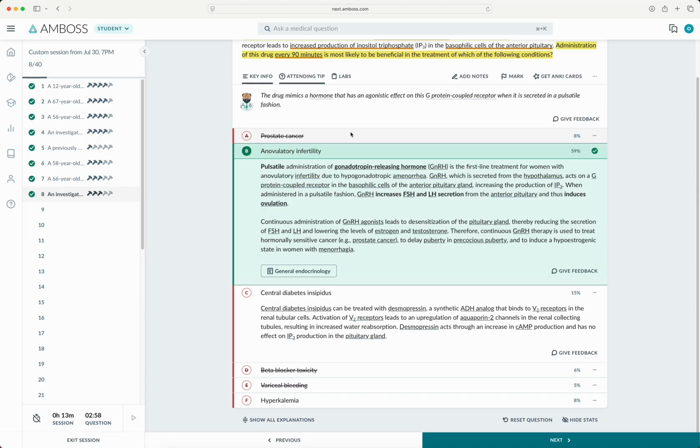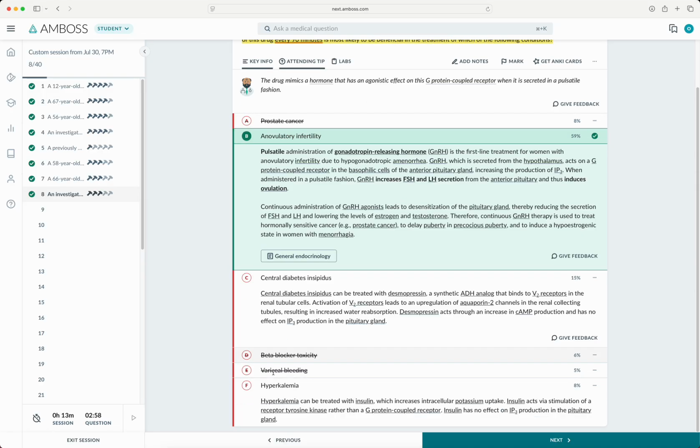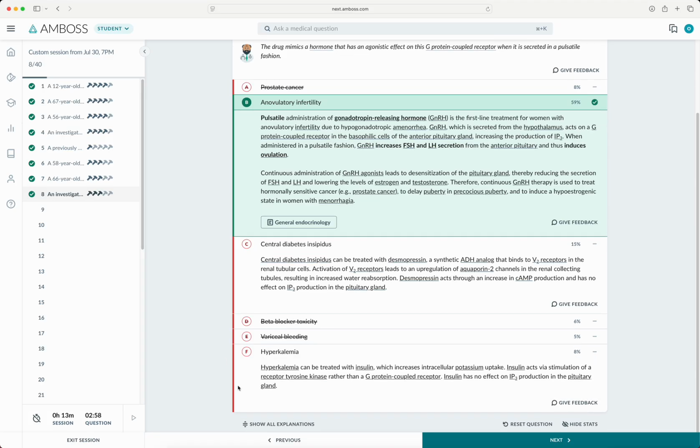You can either go to this one or this one. We can go to both of them. Let's go to this one first, because it's one of our choices. Hyperkalemia can be treated with insulin, which increases intracellular potassium uptake. Boom! So insulin causes potassium to be pulled into the cell. Stop right there. Insulin acts by stimulation of a receptor tyrosine kinase rather than a G protein coupled receptor. So you already know that right there.